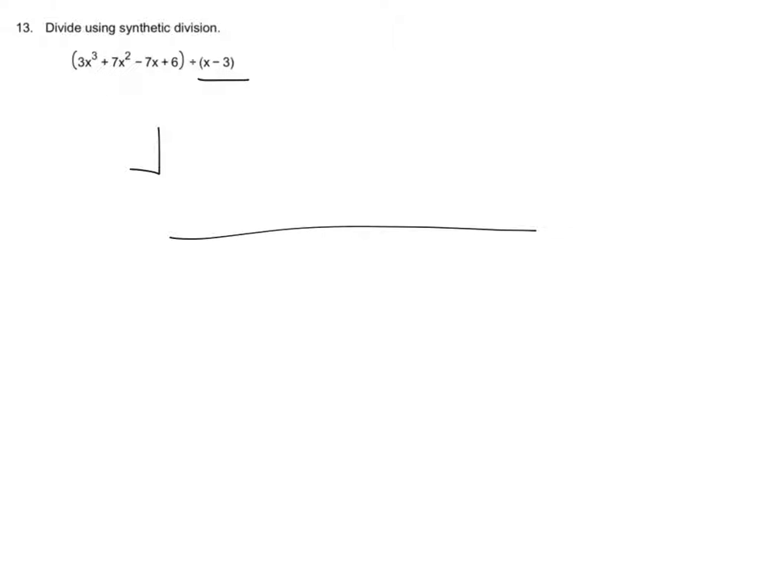The box in the upper left corner holds the value that makes the divisor 0. So in order to find that value, I'll just set the divisor equal to 0 and solve for x. So x equals 3, so I'll place a 3 in this box. In other words, it's just the opposite sign of the value in the divisor.